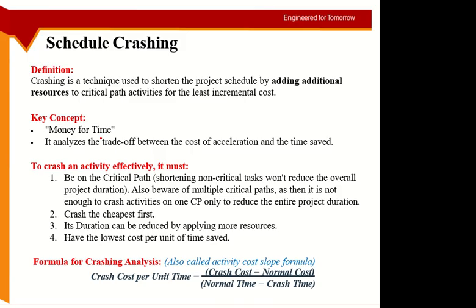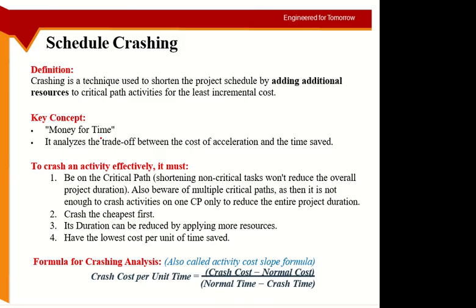Because if you do compression in only one of them, after compression that will become the non-critical path, because that path does not have the longest duration now. So if I do 2 days of compression on one critical path, and I have another one, I need to do the same amount of compression on that one as well. So in total, I will have 2 days of compression. This is how it goes.